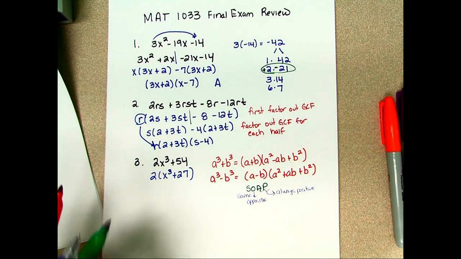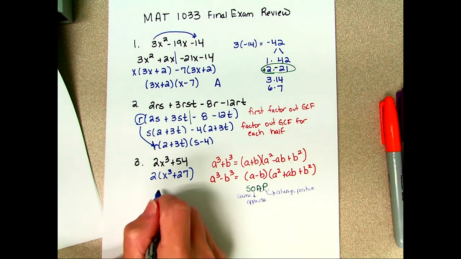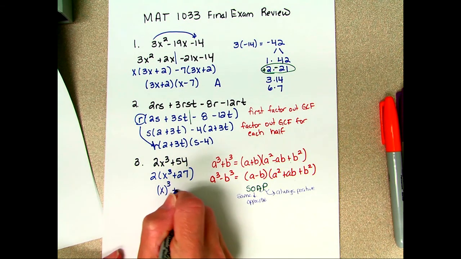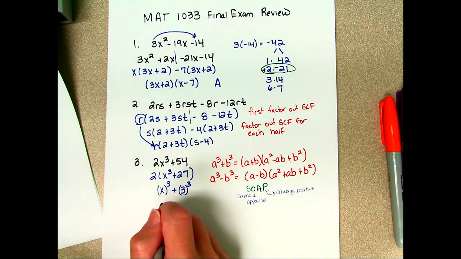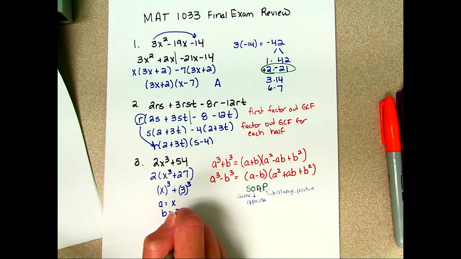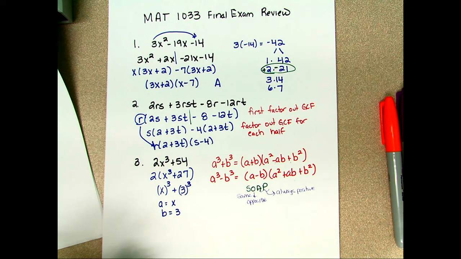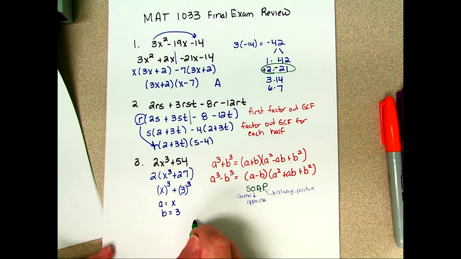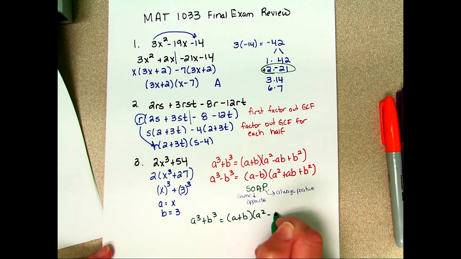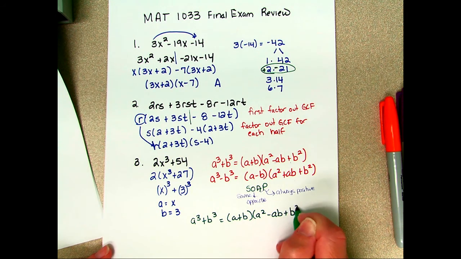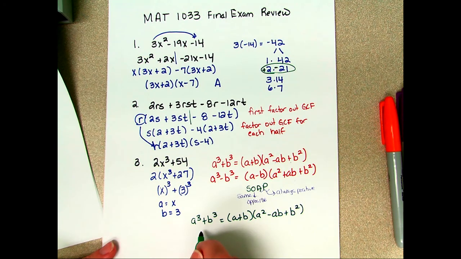Now x cubed plus 27. X is the term that's cubed, and to get 27, it's 3 that's cubed. So a is equal to x, and b is equal to 3. So if we have a cubed plus b cubed, it's a plus b, a squared minus ab plus b squared.